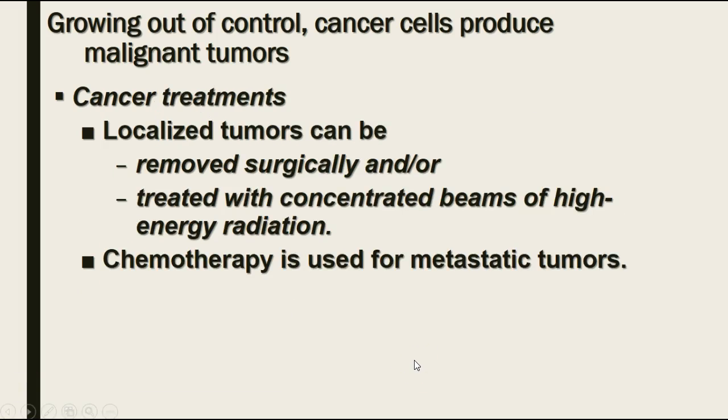Now, there are various kinds of cancer treatments, and again, there's a lot of research going on about what's most effective, and it depends on the particular kind of cancer and what stage it's in. But generally, localized tumors can be removed surgically and or treated with radiation, sometimes localized chemotherapy. Metastatic tumors must be treated with some kind of chemotherapy because it's kind of like a hunter-killer drone that can hunt down and kill the bad cells before they have a chance to spread any further.